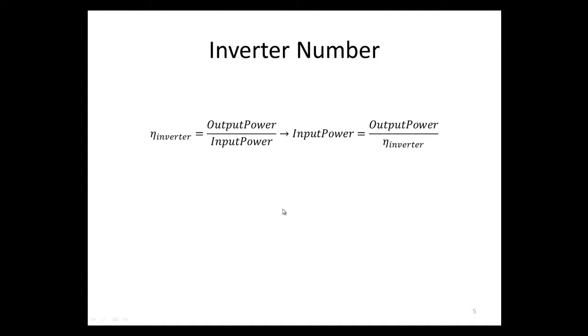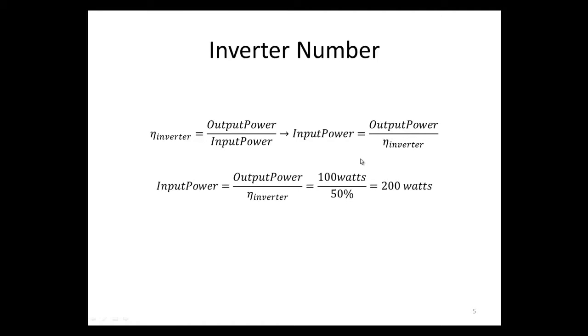So if we remember, the general efficiency equation is that the efficiency equals the output power over the input power. Since we know from the previous slides the output power of the inverter and the efficiency of the inverter, we solve for the unknown, which is input power. So input power equals output power divided by the efficiency of the inverter. Then we plug in what we knew from the first slide, and we solve for input power. The output power again was 100 watts, and the efficiency was 50%, so we get an input of 200 watts.